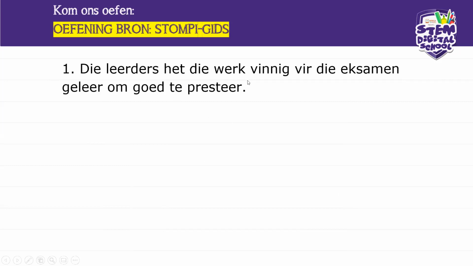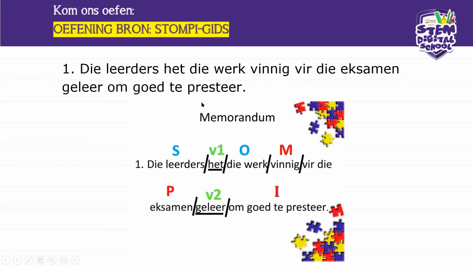Die leerders het die werk vinnig vir die eksamen geleer om goed te presteer. Now look here. Die leerders would be my subject. The learners, that's what it's about. Het is telling me that this is in the past tense, which means the main verb would be later in the sentence and it will have a ge in front.